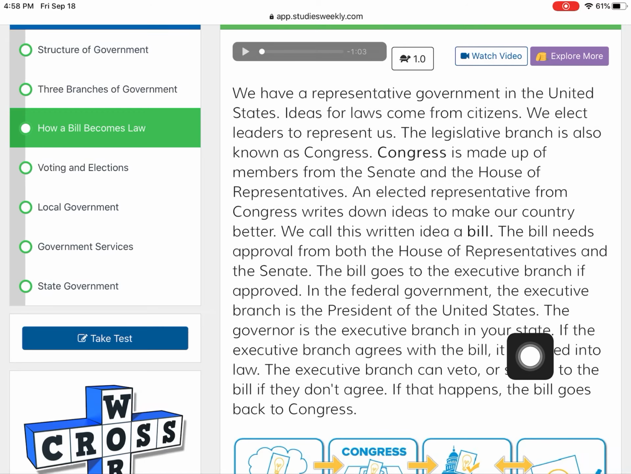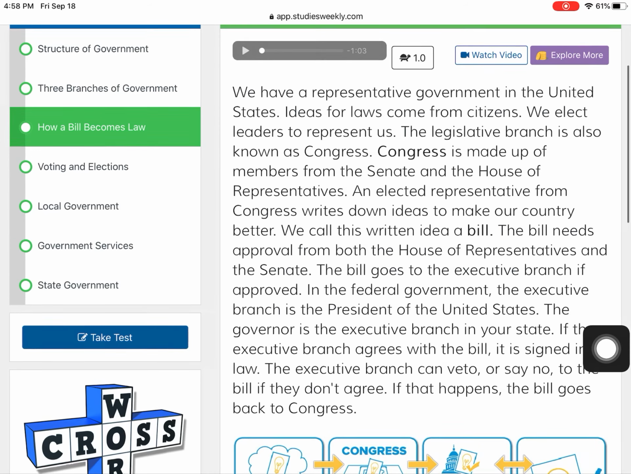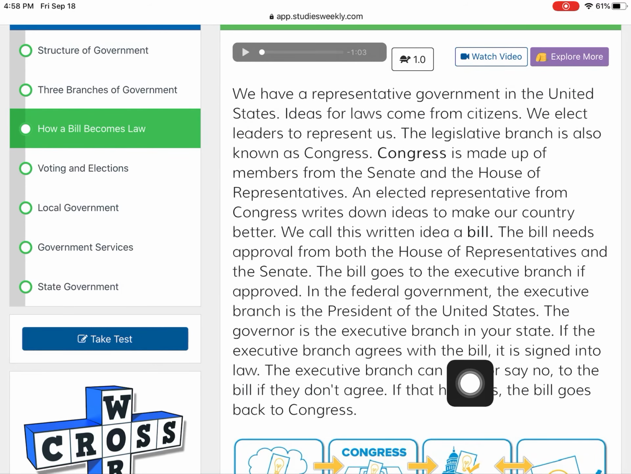Who is the head of our executive branch in Michigan? It says it's the governor. If you said Gretchen Whitmer, that would be correct. She is our governor in Michigan, so she is the head of Michigan's executive branch in our state. If the executive branch agrees with the bill, it is signed into law. The executive branch can veto or say no to the bill if they don't agree. If that happens, the bill goes back to Congress.